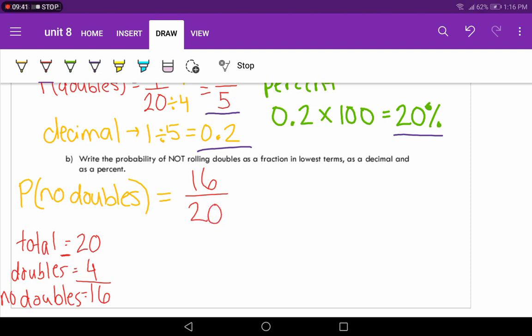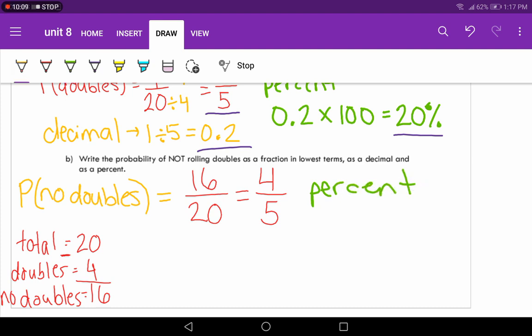Okay, and again, we're going to divide here to get our fraction into lowest terms. We're dividing by 4 again. So the likelihood of not rolling doubles is 4/5. Again, to get that into a percent, well, I guess we have to do decimal first.